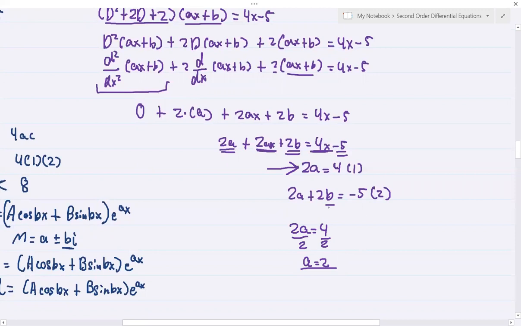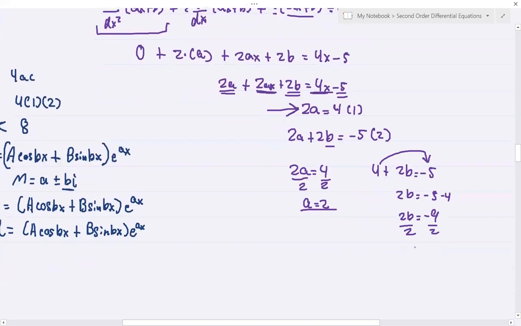Now let's find your b. Since your 2a is equal to 4, we can have 4 plus 2b is equal to negative 5. Once again, how did I get from 2a to 4? Since your 2a is equal to 4, we can just substitute your 2a as 4. So transpose 4 to the right, we will have 2b is equal to negative 5 minus 4. So we will have 2b is equal to negative 9. Divide both sides by 2, we will have your b is equal to negative 9 all over 2.